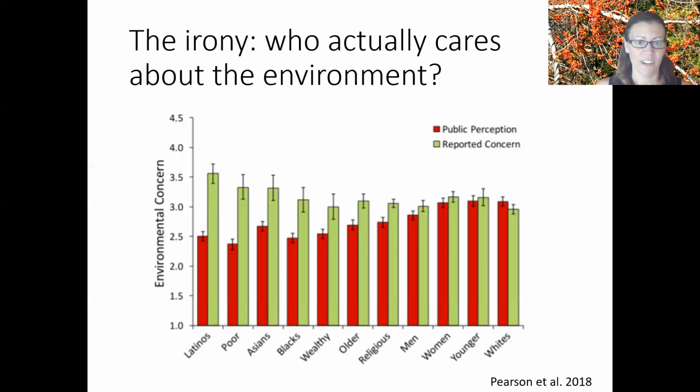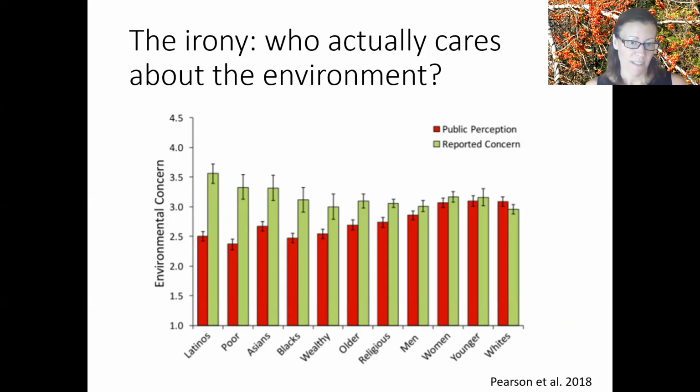The irony of this, of course, is that our perceptions and the reality of who cares about the environment are really distorted. So this is from an article written a couple of years ago. It was a survey of 1,200 people conducted in 2015. And so the green bars in here are how much the respondents, and you can see the different categories of people across the bottom, how much those people were concerned about the environment. And everybody ranked things on a scale of 1 to 5. So 5 would be really concerned about the environment.